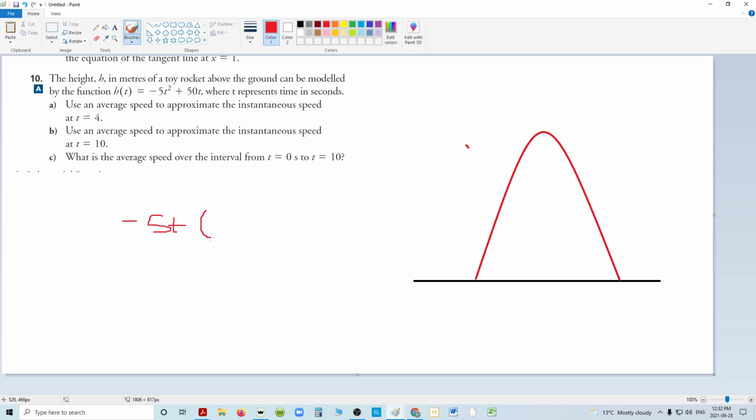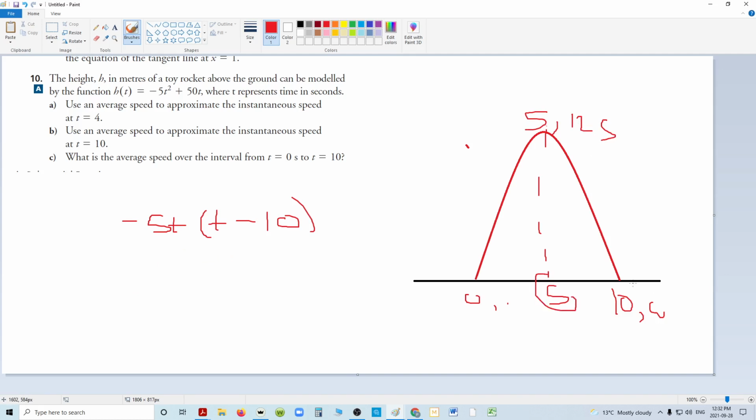When I factor out minus 5t, I'm left with t minus 10, which means that it's going through 0, 0 here, and the next time it hits the x-axis is 10, 0. It's also quite easy to see that that means the maximum height will occur halfway between 0 and 10 seconds, or 5. If I plug in 5 here, I get minus 25 times minus 5, which is plus 125. So it's quite clear to me that the height is going to be 5, 125.